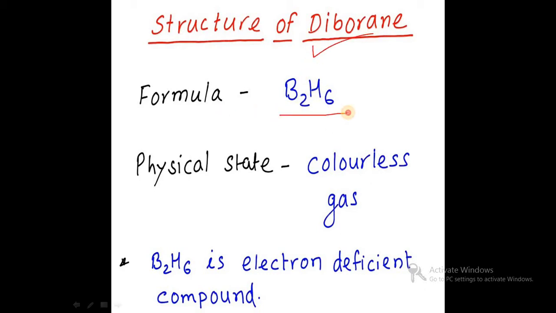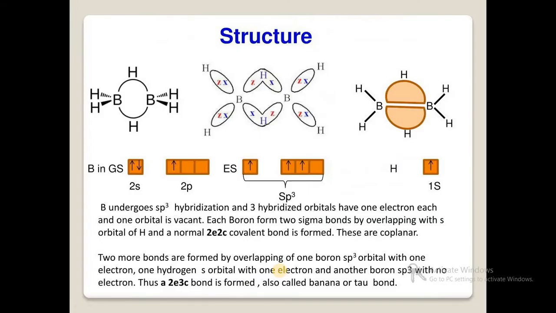Diboron has the formula B2H6, and it occurs as a colorless gas. B2H6 is an electron deficient compound, so it needs electrons to complete its valency. So B2H6 is an electron deficient compound. Overall it is a colorless gas.